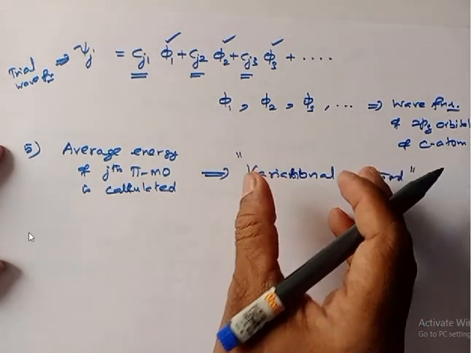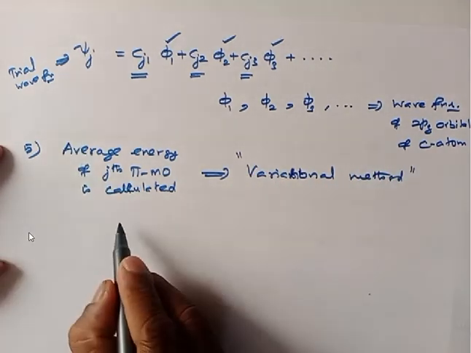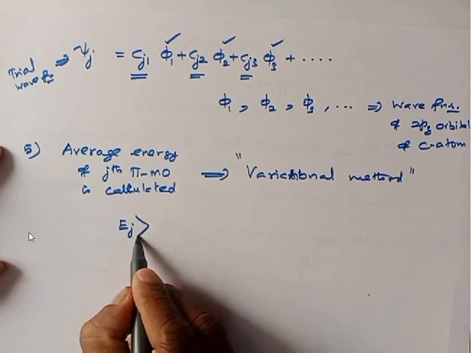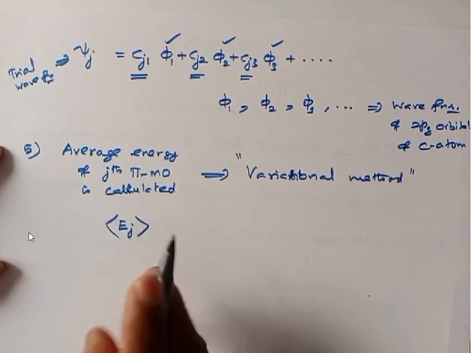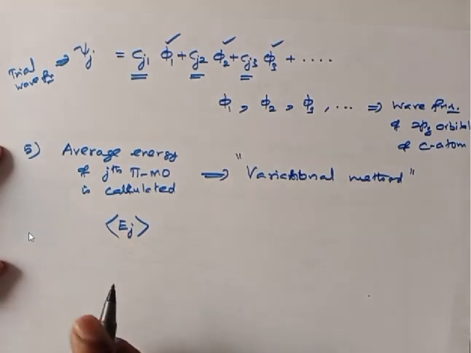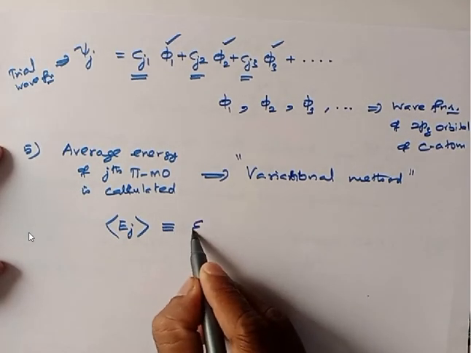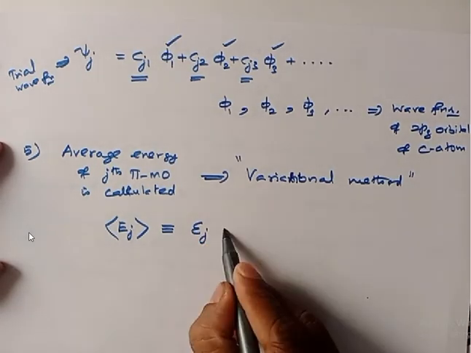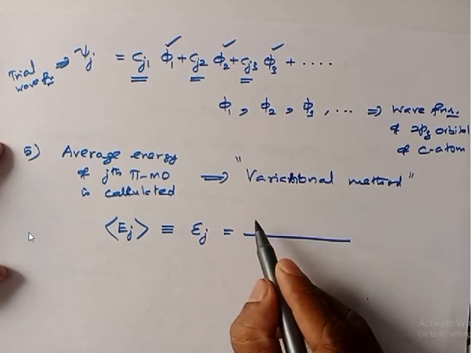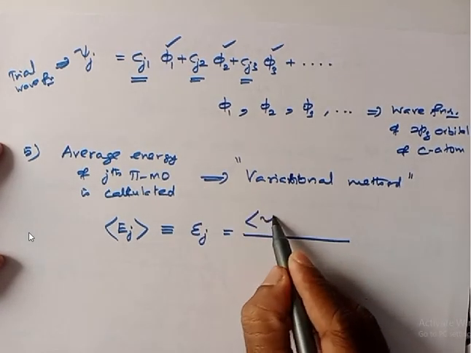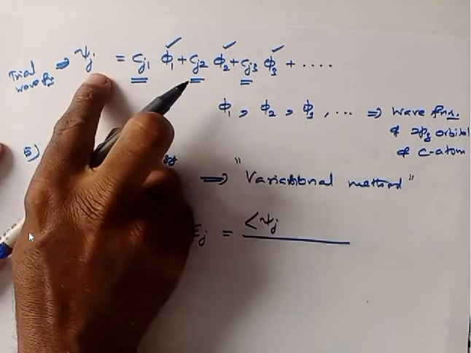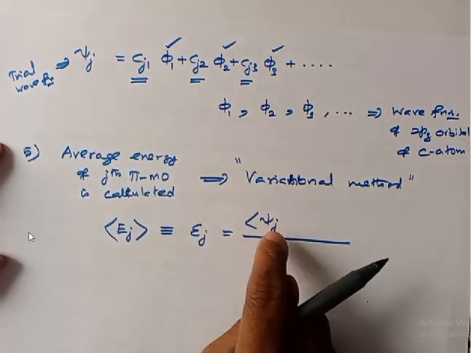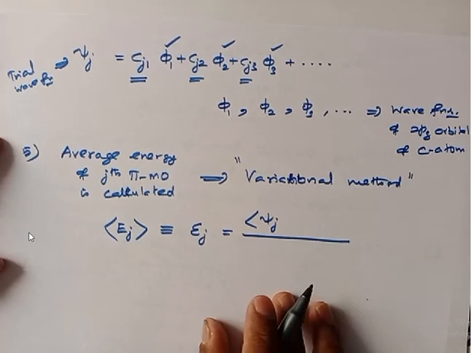You know very well, the average energy of the jth molecular orbital, let me represent this as <Ej>, with this bracket symbol for average. Which I am also going to represent as simply epsilon j. Epsilon j means the average energy of the jth molecular orbital. How to calculate this? According to the variational method, if we know the wave function for the jth molecular orbital, psi j, which we can get from the linear combination, then using psi j you can calculate the average energy.